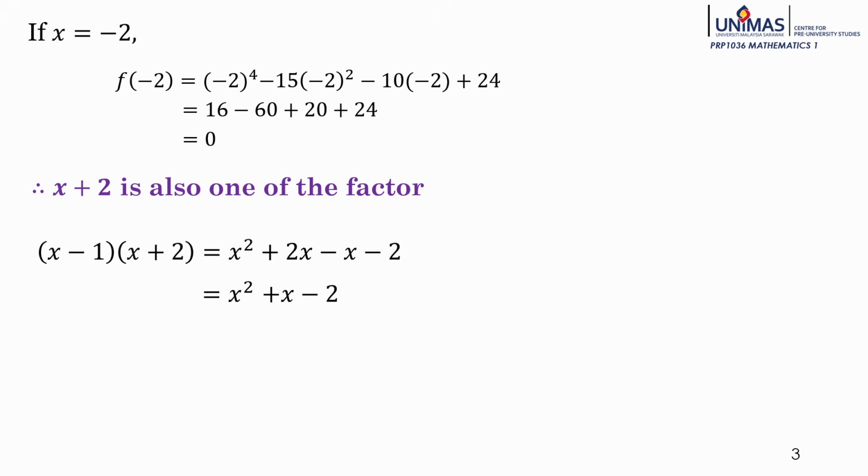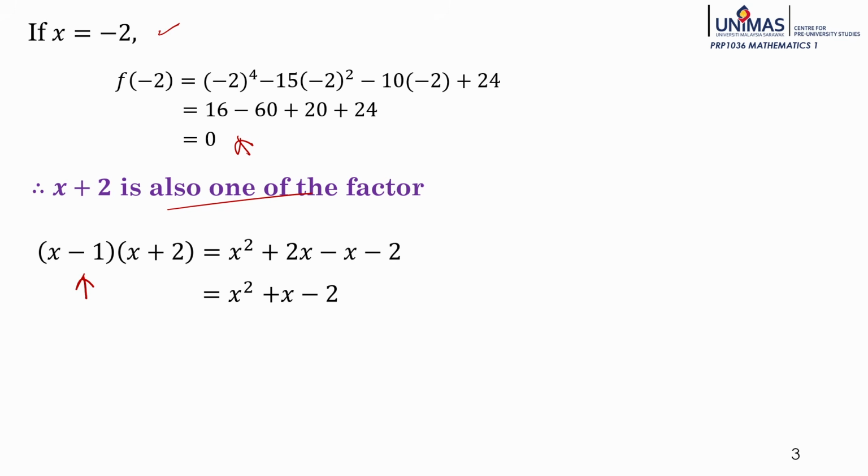Then we proceed and substitute x equal to negative 2. When we substitute, we get the answer 0. So that means x plus 2 is also one of the factors. Now you can actually try one by one. You can try x equal to 2, x equal to negative 3, and then you can get the full factorization. But here I'm showing you that after trial and error, you can go further with long division. So before this, you got x minus 1 and x plus 2.